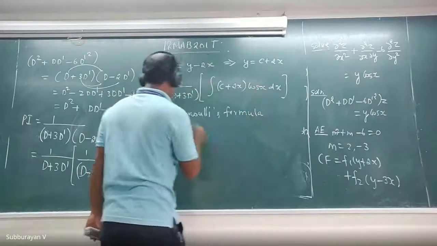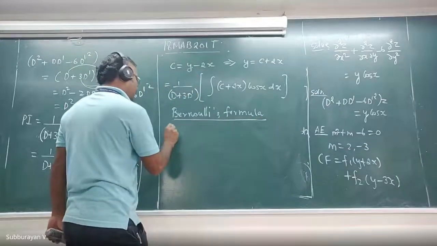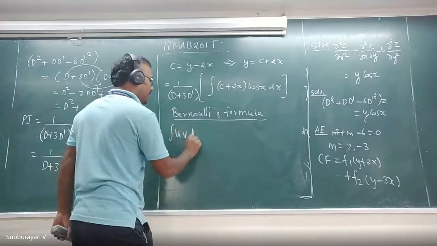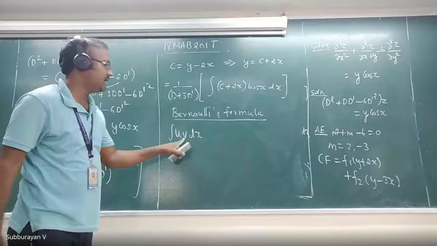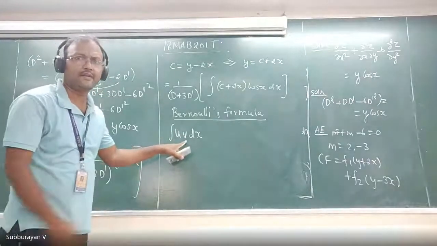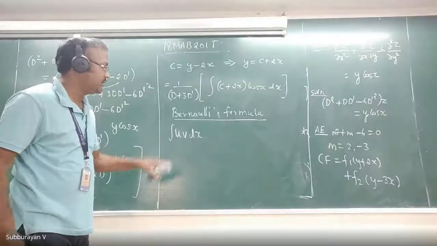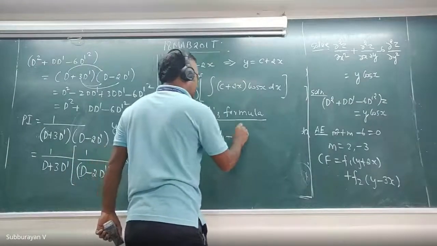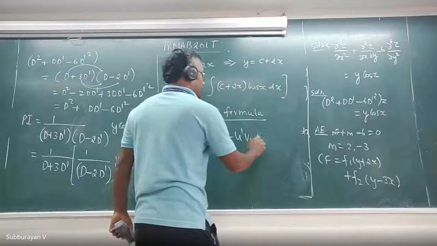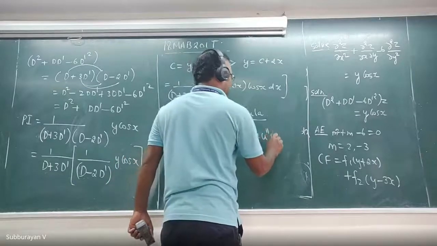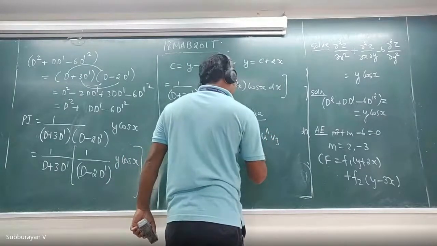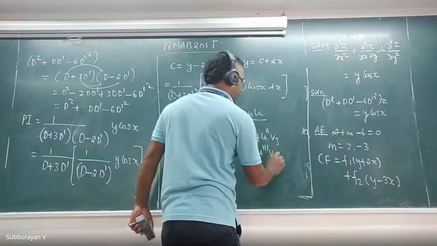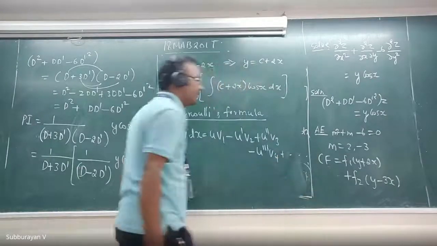Bernoulli's formula, that is integral uv dx. This is an extension of integration by parts. Integral uv dx is equal to u v1 minus u dash v2 plus u double dash v3 minus u triple dash v4 plus and so on.